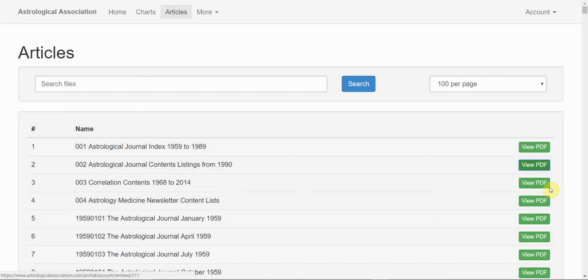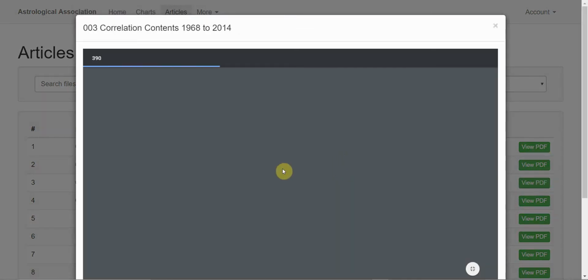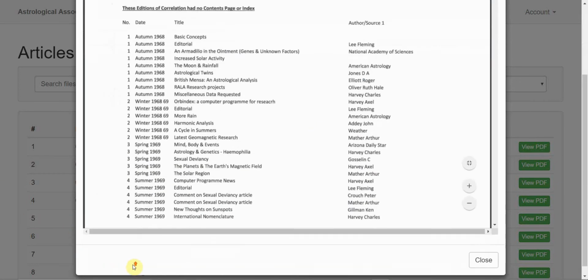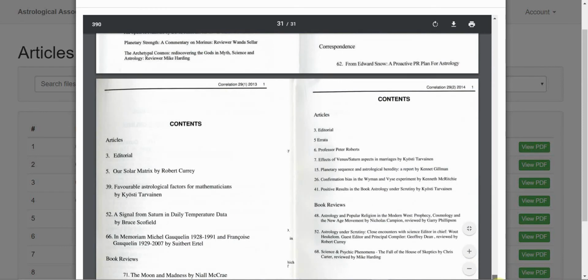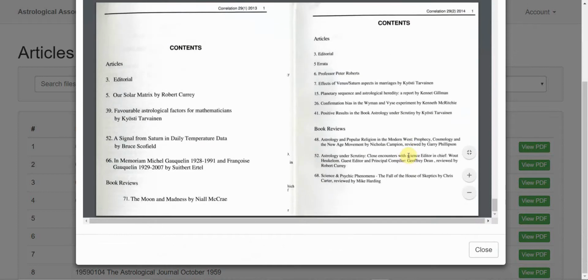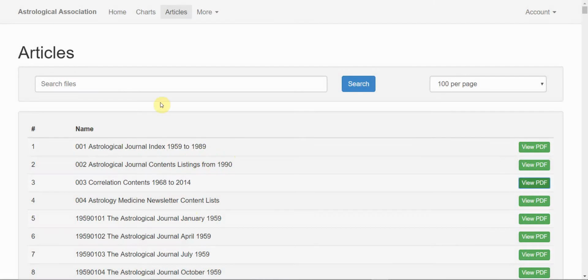The same thing applies to Correlation. If you're not a subscriber, you can see what's in all the various editions, and once you are a subscriber, you can look at the contents of those editions. And here they are from 1968 right the way through to today. Well, until quite recently, actually, this needs to be slightly updated. It only takes you up to 2014, although the search engine can get you through to the latest edition. The same applies to the Astrology and Medical Newsletter, a similar sort of file.